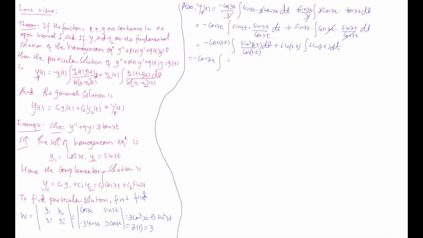It's sine square, right? So you can write 1 over cosine 3t, and then minus cosine square 3t over cosine 3t. That's what you get, right? And then dt is still there. And then plus sine 3t. Tell me, what is the integral of sine 3t? That will be negative cosine 3t over 3. That's what the integral looks like, right?